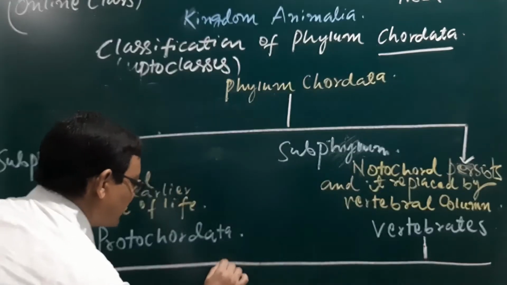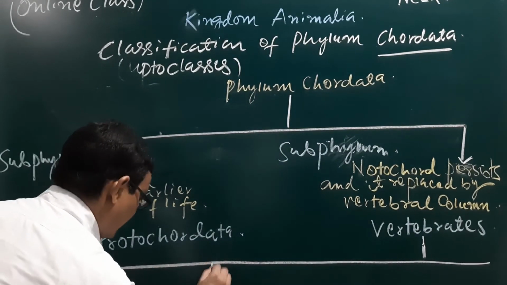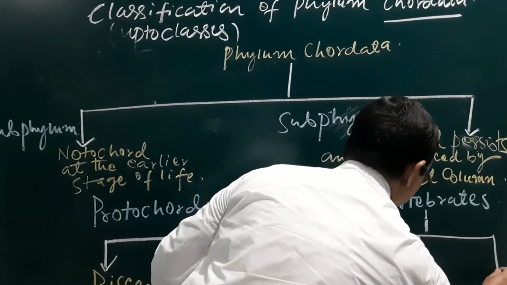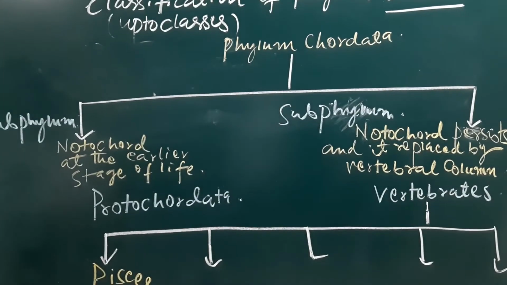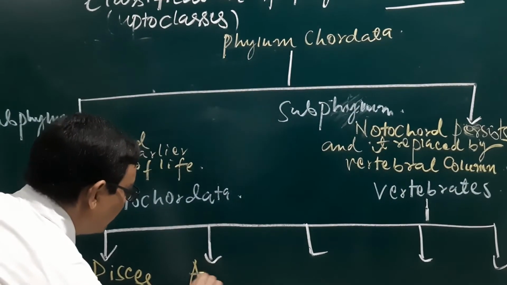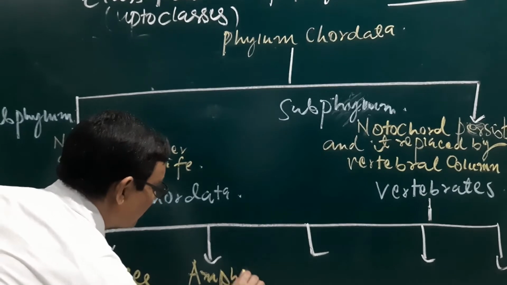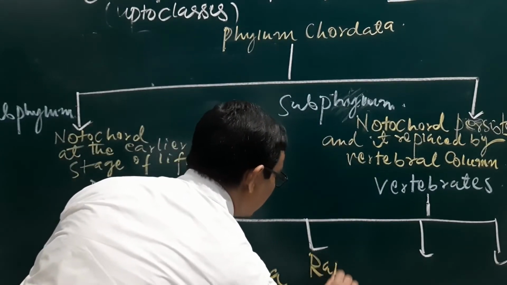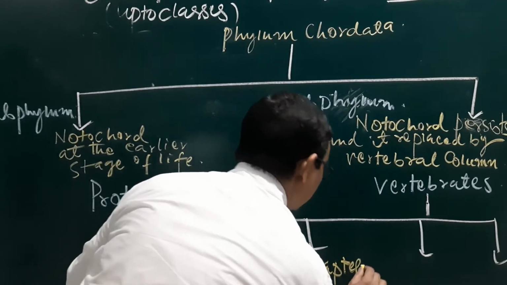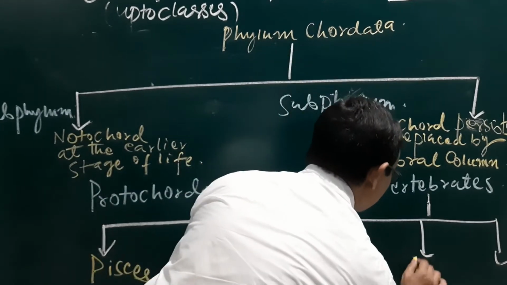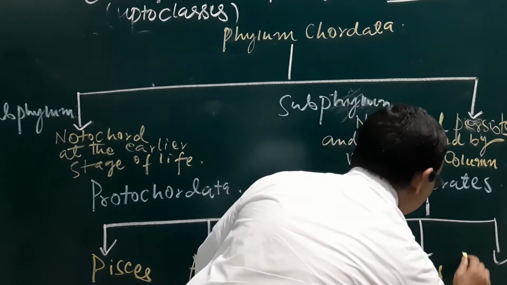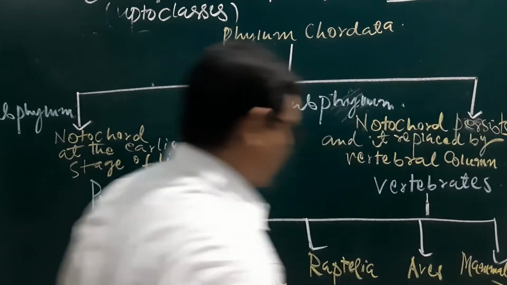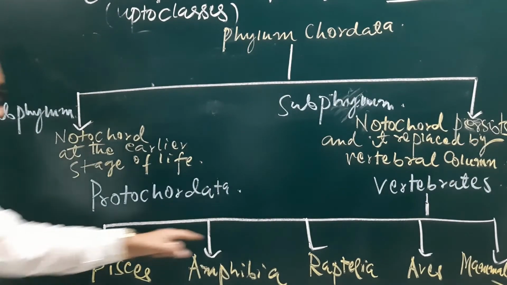fish. The second one is the amphibia, and the third one reptilia, and the fourth one aves, the birds group, and the last one is the mammals. In this way, these are the classes.